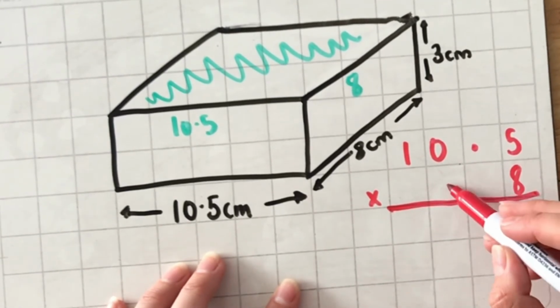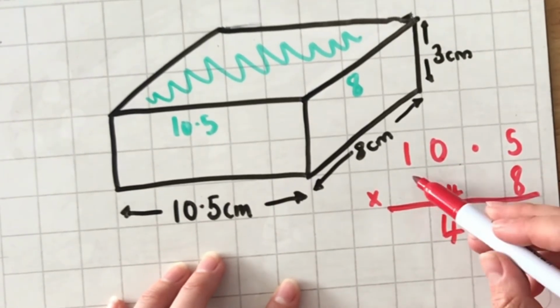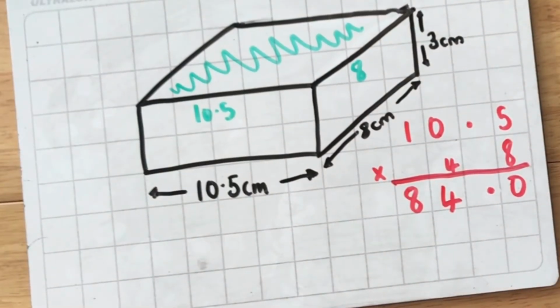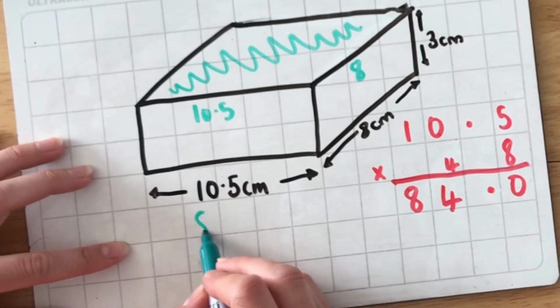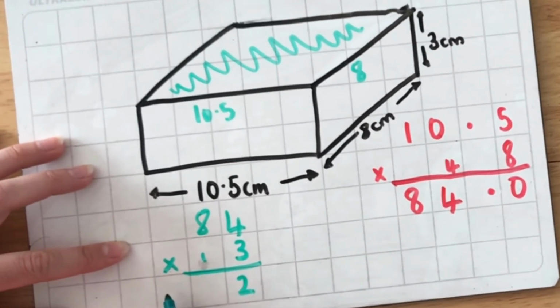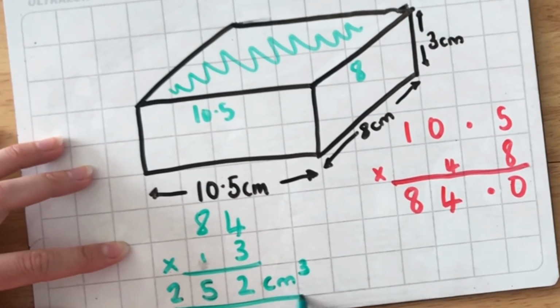Okay, so 5 times 8 gives you 40. Decimal point doesn't move. 0 times 8 is 0, plus 4 is 4, and 1 times 8 is 8. So your first answer is 84. Okay, your next question then is, what's the volume of the cuboid? So the volume of a cuboid is the length times the width times the height. Okay, so you've actually already done the first step of that. You've done 10.5 times 8. So the last thing you need to do is just multiply that answer by 3. So 84 times 3, 4 threes are 12, 8 threes are 24, plus 1 is 25. So your volume is 25 centimetres cubed.